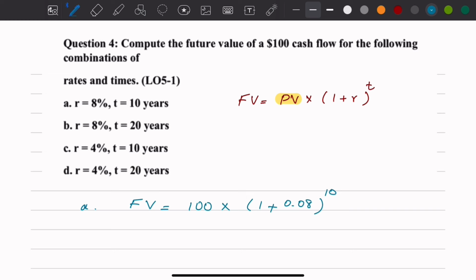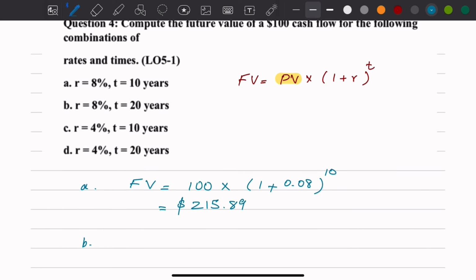Okay, and that gives me 215 and 89 cents. $215.89. Okay, so if I invest $100 at a rate of return of 8% for 10 years, within 10 years my initial investment is going to grow to become $215.89. Okay, this is how you can interpret your answer.